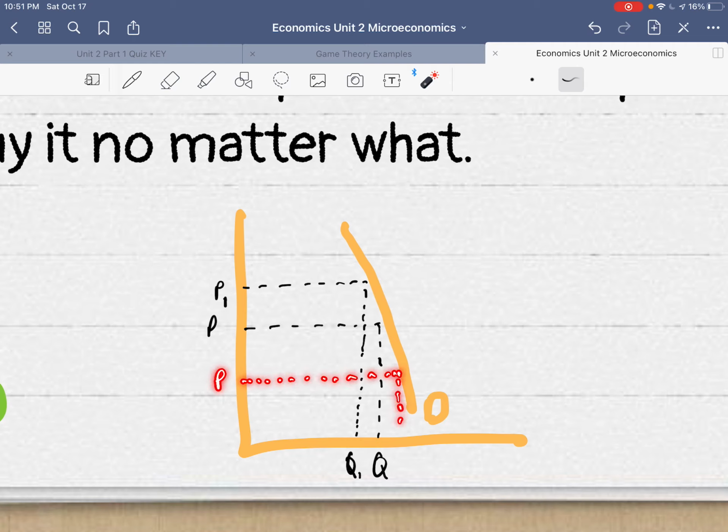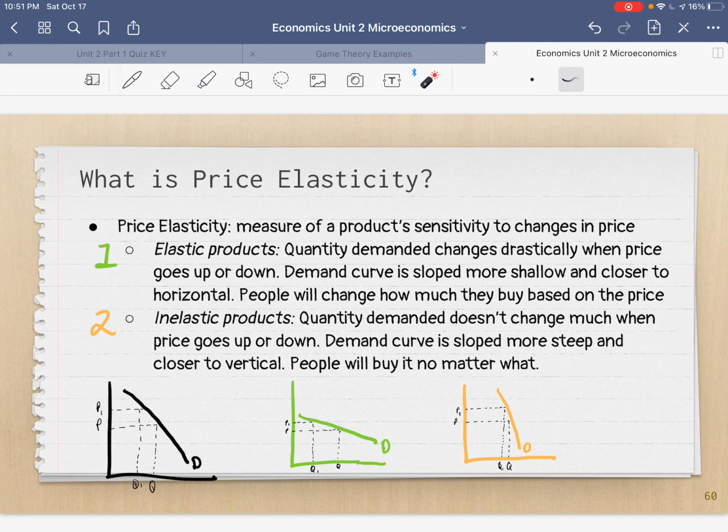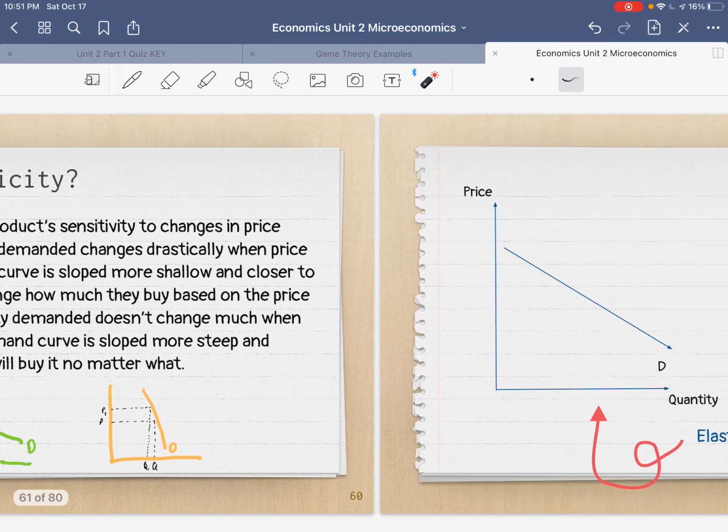Hit the demand curve, go down. Here's a new Q, Q2. The difference between the original Q and the new quantity demanded still isn't much there. Even if the price goes way up or way down, people will still buy a similar amount of this good. They will buy it no matter what. We'll get to some reasons here in a second, okay?